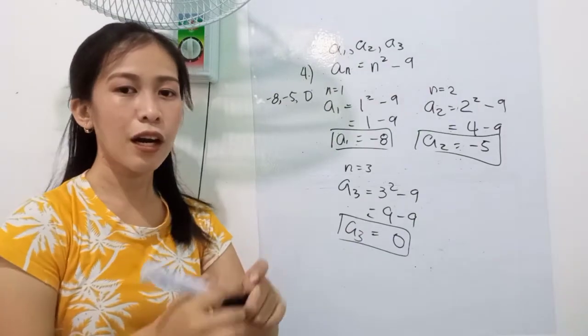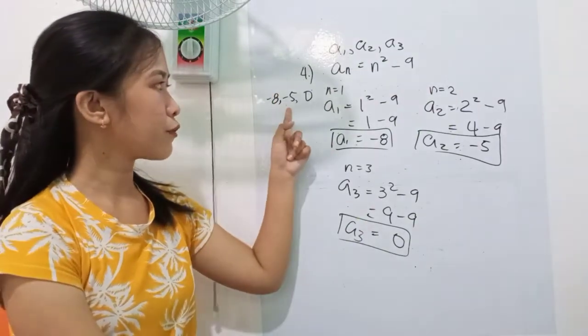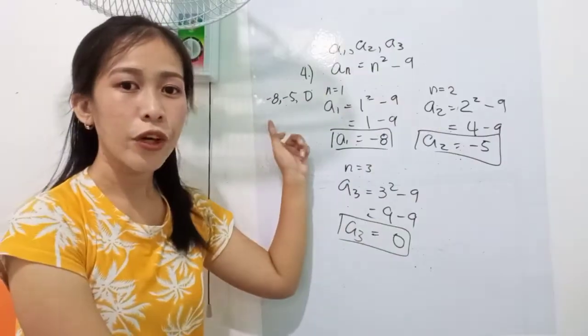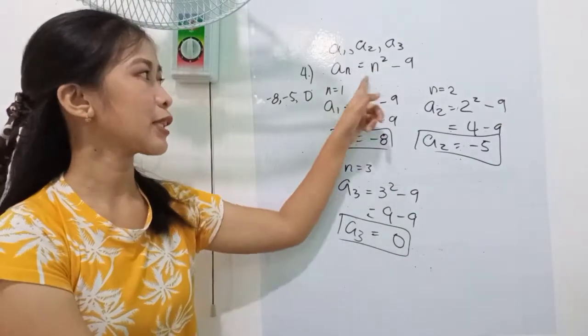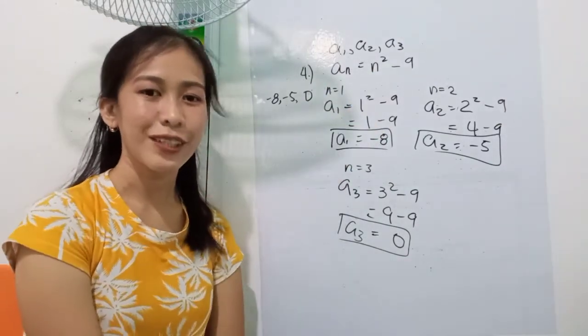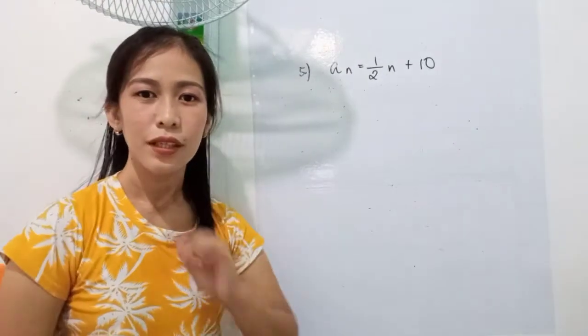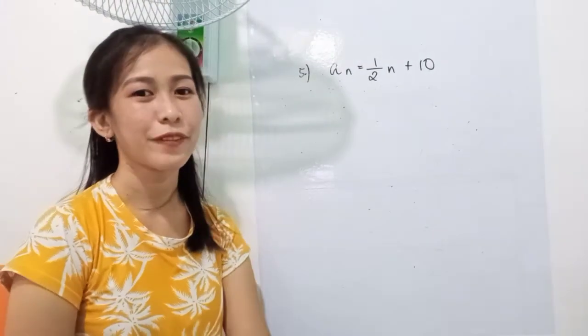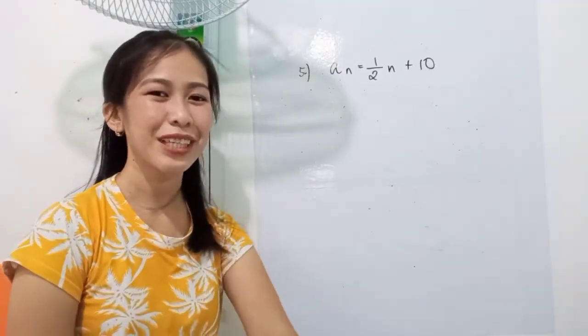Ayan. So, we have negative 8, negative 5, and 0 as the terms of the sequence a sub n is equal to n raised to 2 minus 9. As simple as that. Okay, for the last example ng person, medyo pagod na tayo magsalita, but it's okay para sa inyo naman to.